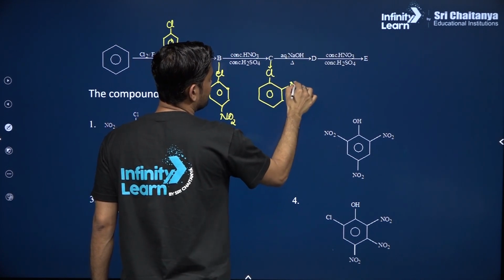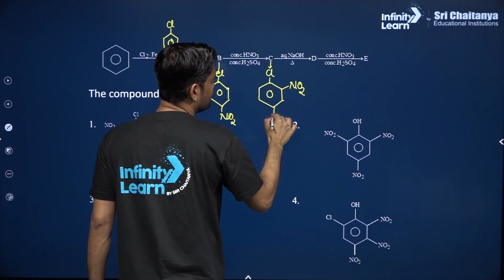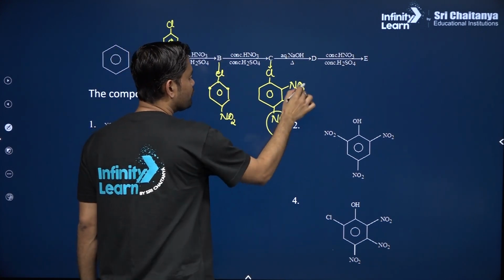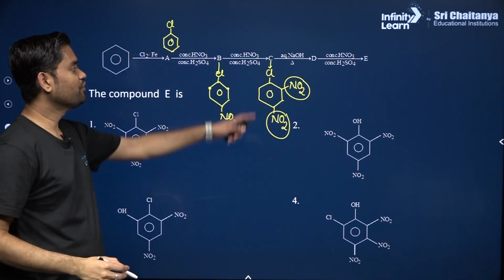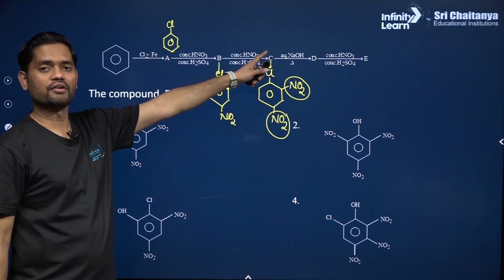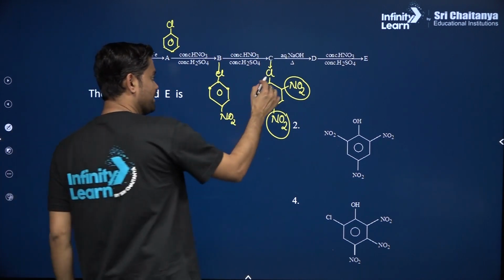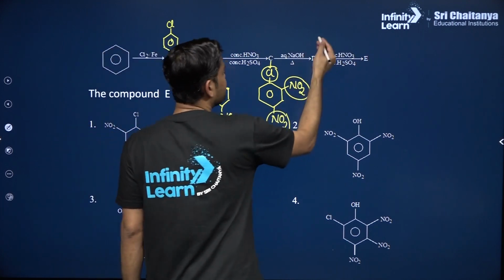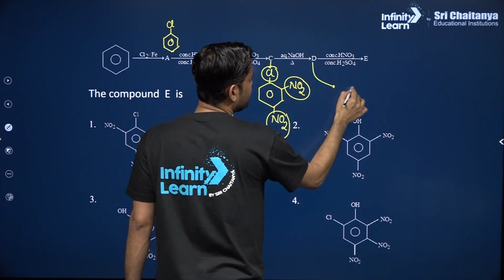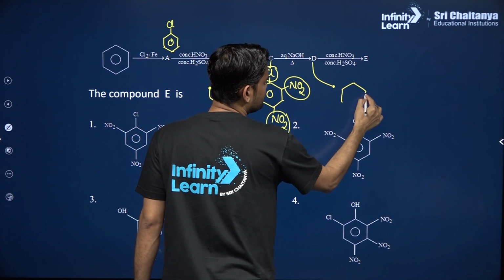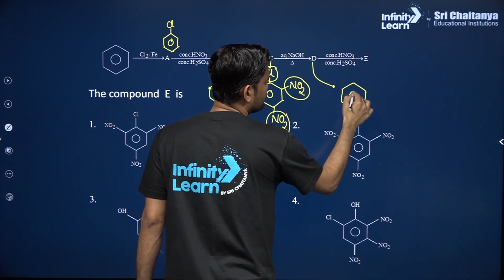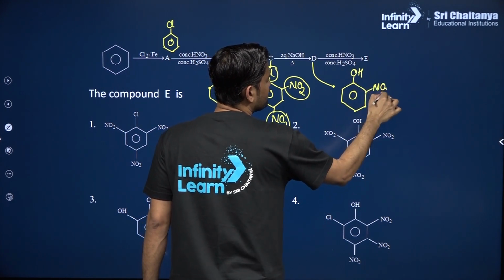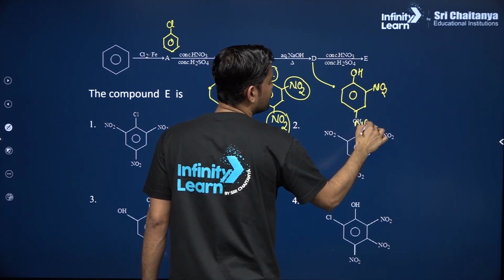chlorine, NO2, NO2. Now there is an electron withdrawing group at ortho and para position, and we are doing aqueous alkaline hydrolysis. So removing this group, or removing chlorine, will become easy. So this chlorine will get converted to, if I talk about option D, OH, that is phenol group, then NO2, and then again NO2.